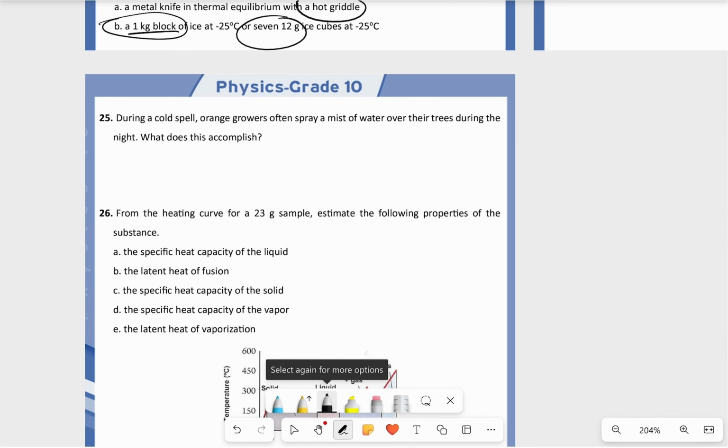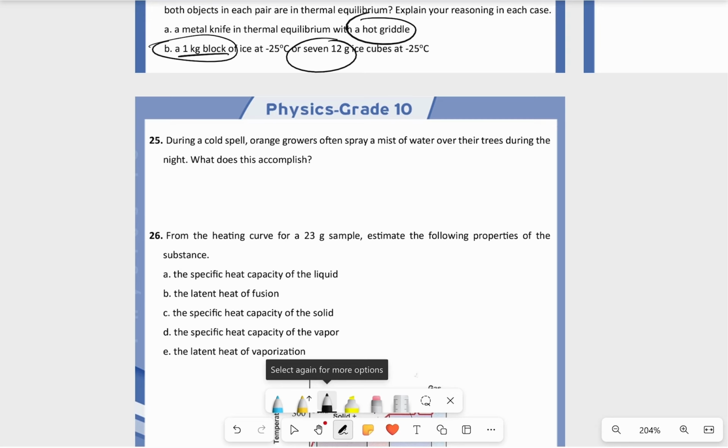We have question 25 and the last question for this video. During a cold spell, orange growers often spray a mist of water over their trees during the night. What does this accomplish? Same thing as question 24, because water takes too much time to freeze, and it's going to keep the oranges from damage due to frost. Even when water freezes, it's going to release heat. This heat is going to be transferred to the oranges, keeping them in good condition. This is basically going to slow down the process or keep the oranges intact.